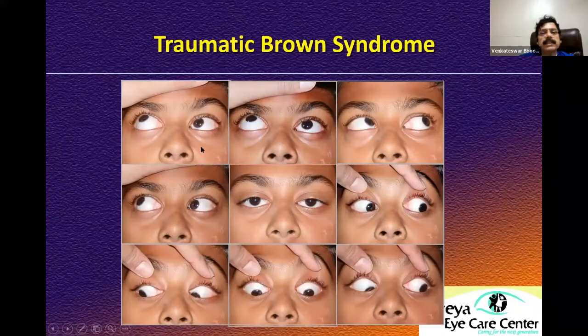So this is traumatic Brown's, an injury to the trochlear area causing a limitation of elevation there. This is a cricket ball injury. And then you see on MRI scan, disruption of the trochlear area.